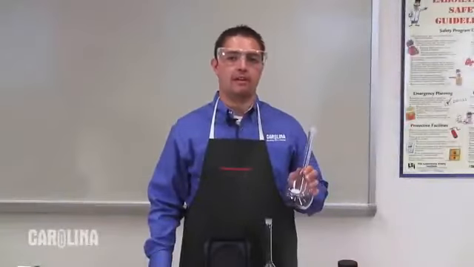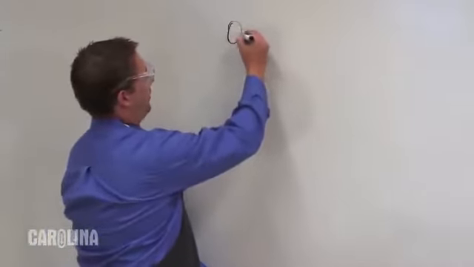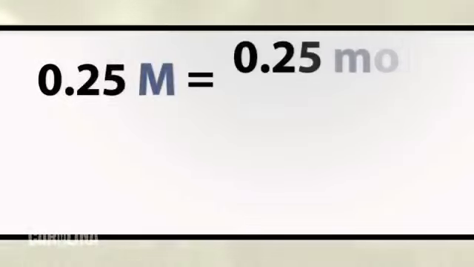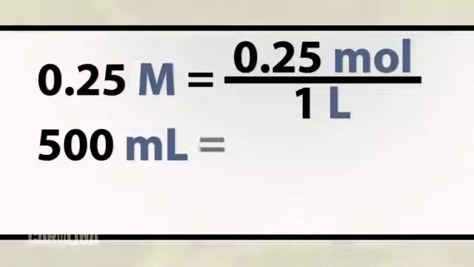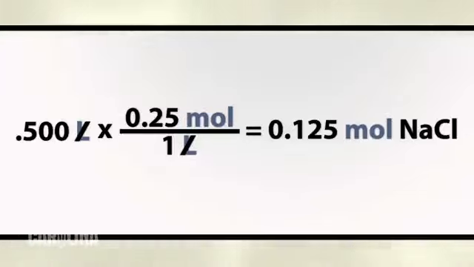Today, we will be preparing 500 milliliters of a 0.25 molar sodium chloride solution. Before beginning, it's important to map out your procedure for preparing this solution. Here, we'll look at the amount of sodium chloride we need in this solution. We know that we want to prepare a 0.25 molar solution, which means that there is 0.25 moles per liter of solution. We also know that we only want 500 milliliters of this solution, or a half liter. If we multiply these two terms together, we can see that we will need 0.125 moles of sodium chloride.